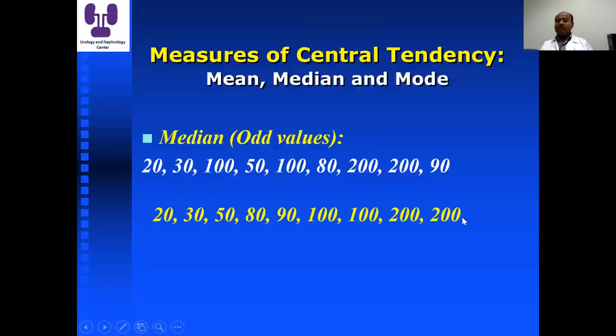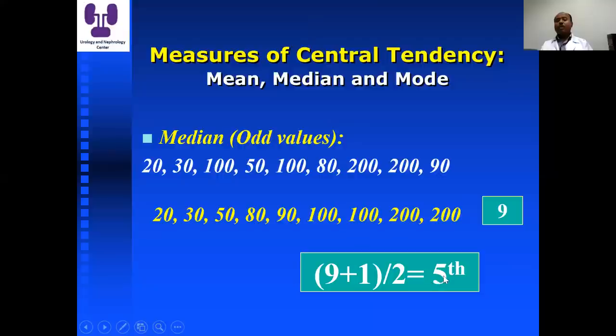To calculate the median, to know which value represents the median, they are 9 values. 9 plus 1, so the number of values plus 1 divided by 2 equals the order of the median. So here they are 9 values after their arrangement. Then 9 plus 1 equals 10. 10 divided by 2 equals 5. So 1, 2, 3, 4, 5. So 90 is the fifth value, and it is the median value for these values. Is it clear? I think it is clear.